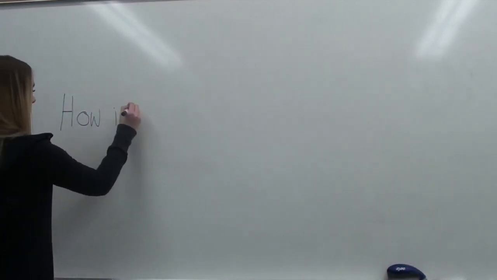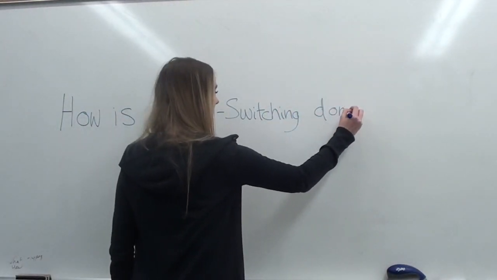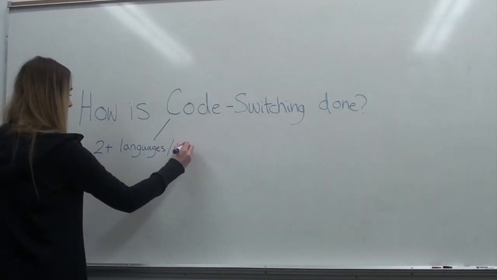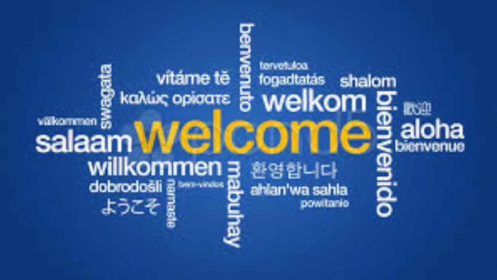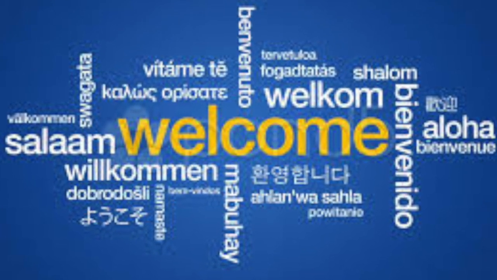How is code switching done? Code switching is done using more than one dialect or language and metalinguistics. More than one dialect or language: this is done when a speaker utilizes more than one dialect or language in a phrase to accomplish a certain goal in their communication.